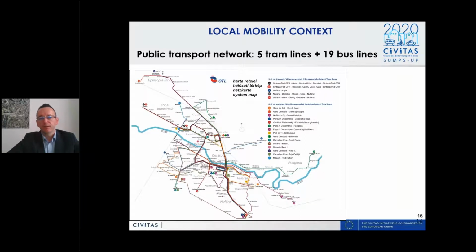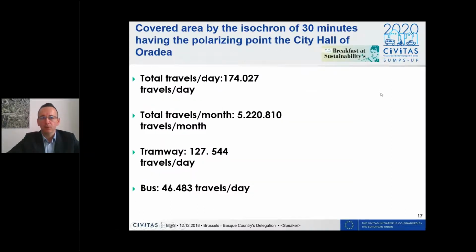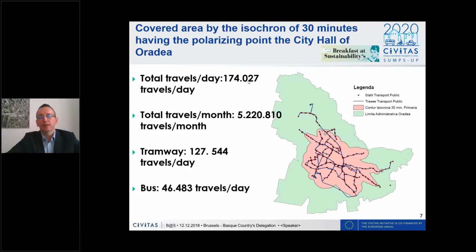At the level of the public transport system, we had 5 tramway lines and 19 bus lines, with a total number of travelers per day estimated at 174,000, out of which 127,000 were by tramway and 46,000 travels per day by bus.